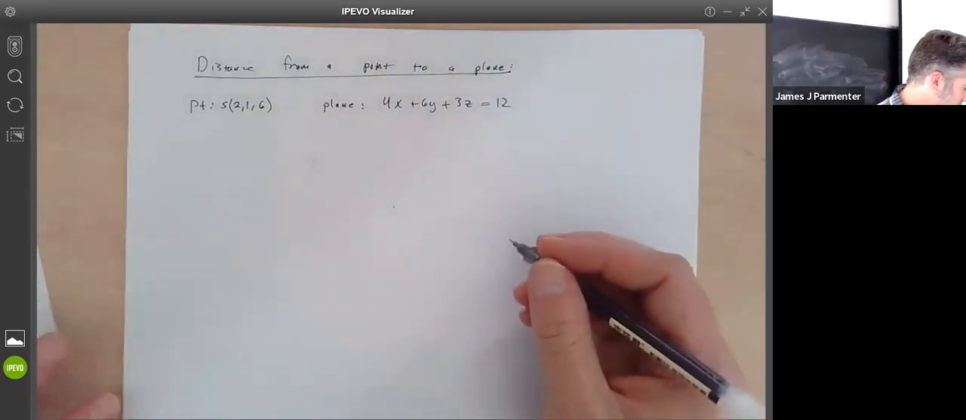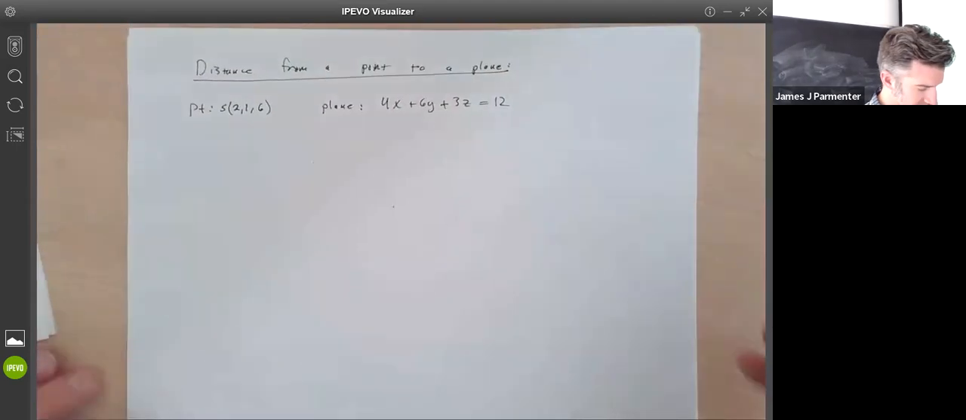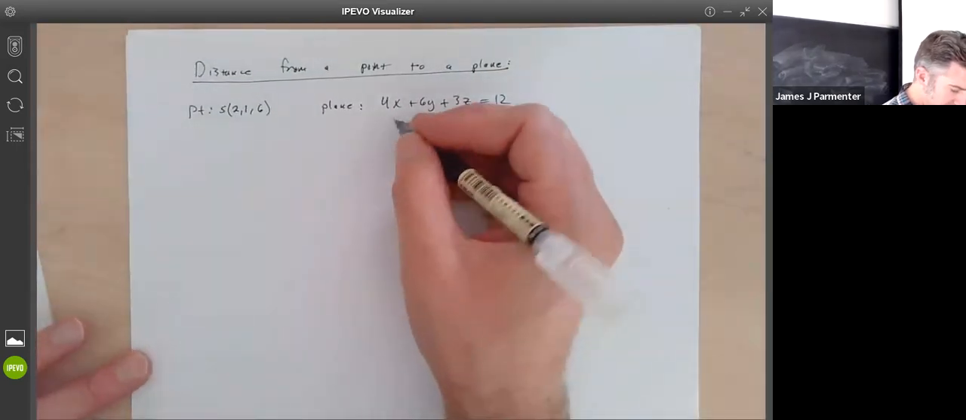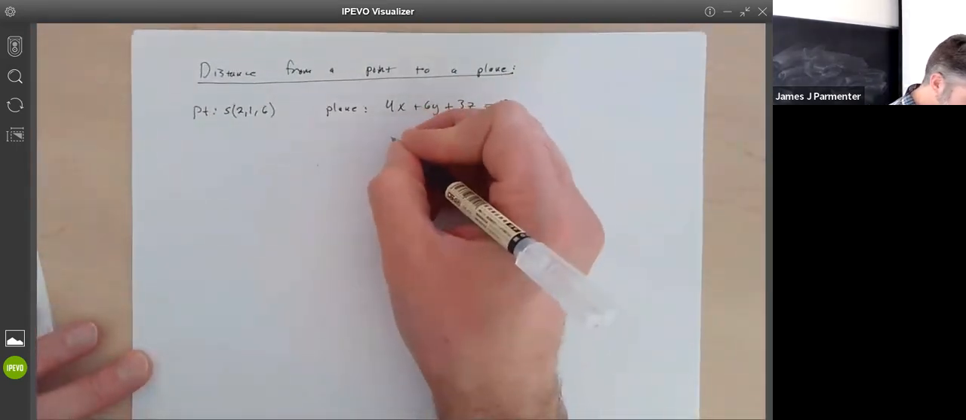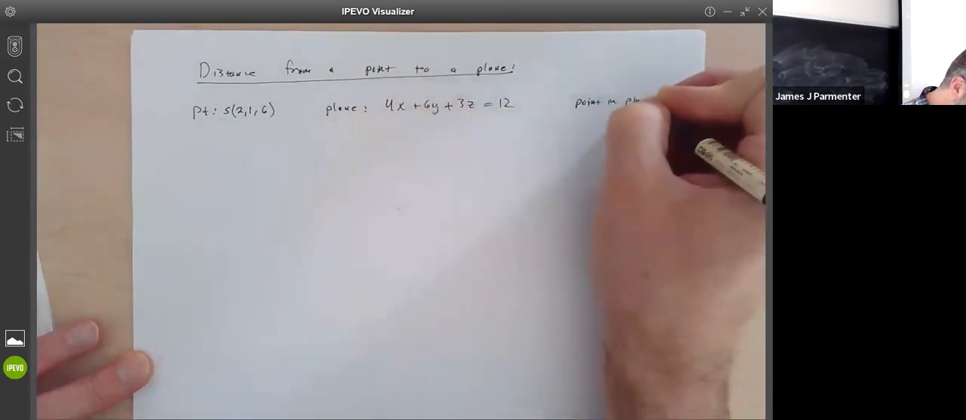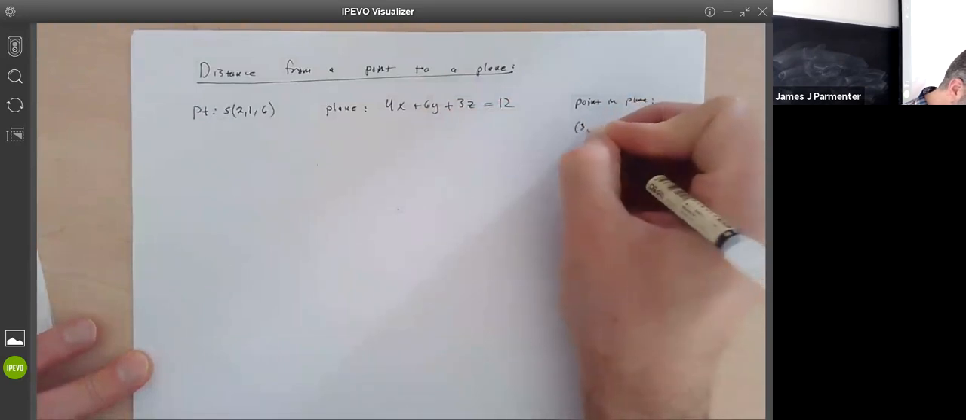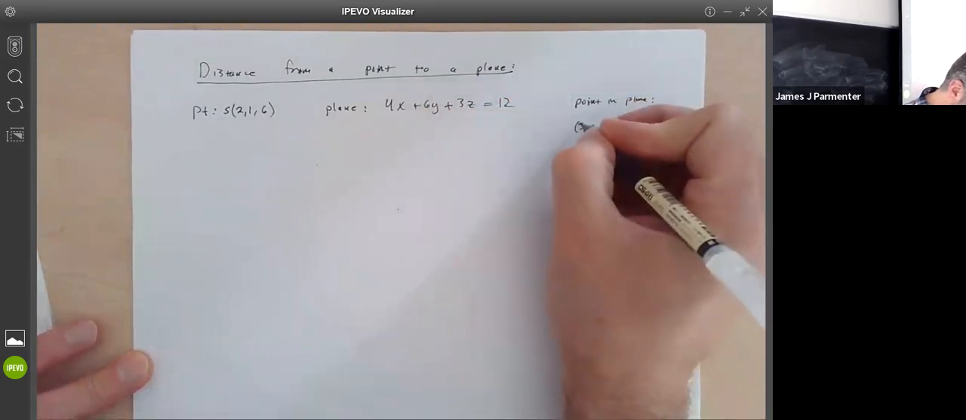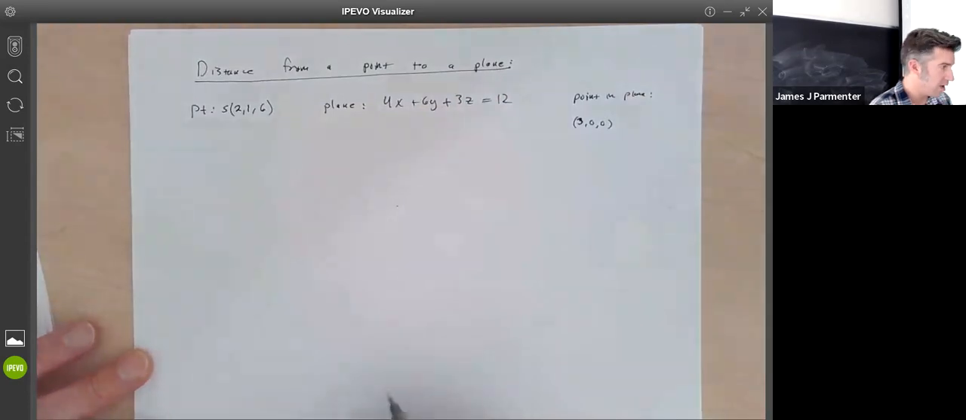So I'm actually going to make a different choice than what I have in the notes, just to see that it's going to come out the same. So let's say we want to pick the point 3, 0, 0, a point in the plane. Cool. And now let's draw a picture.